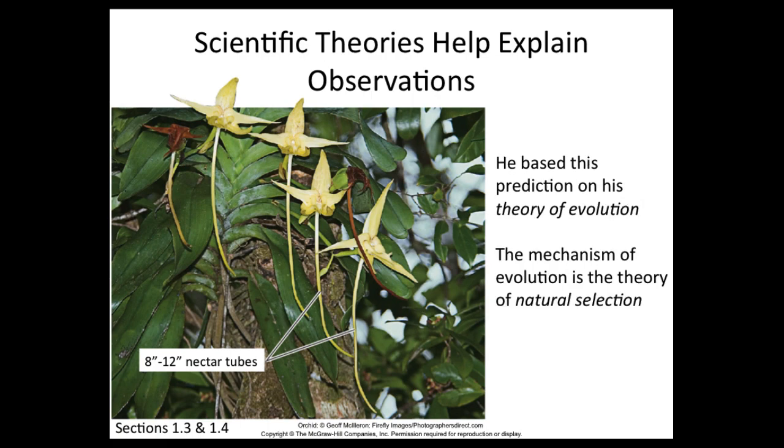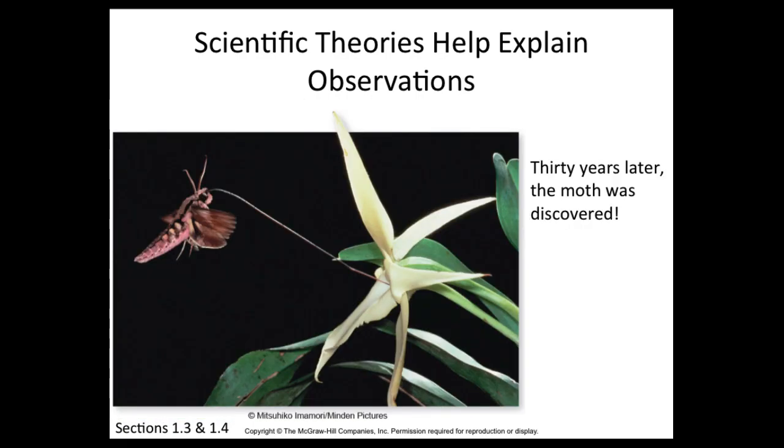He based this prediction on his theory of evolution, and we're going to spend quite a bit of time later in the semester learning all components of the theory of evolution. Remember that the mechanism of evolution is the theory of natural selection. 30 years later, the moth was discovered. So even though Darwin never saw the moth, he predicted it existed, and then sure enough, yes, there's a moth with a tongue that allows it to get the nectar in this very unique orchid.